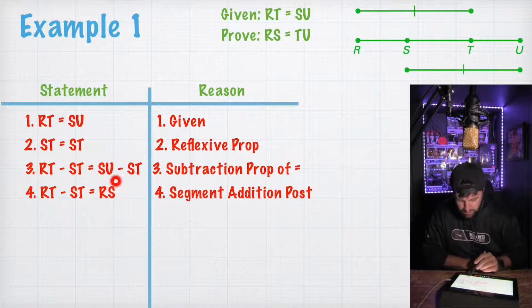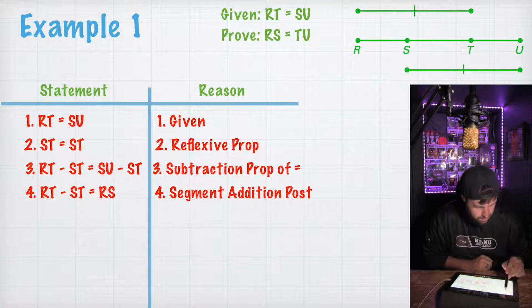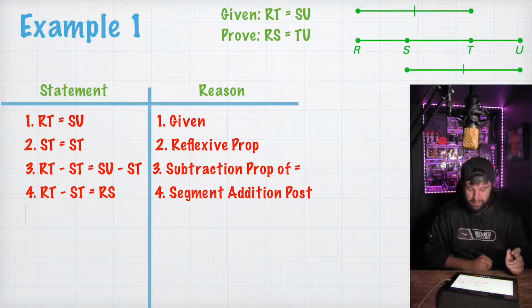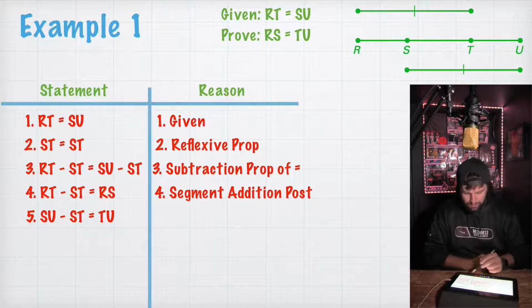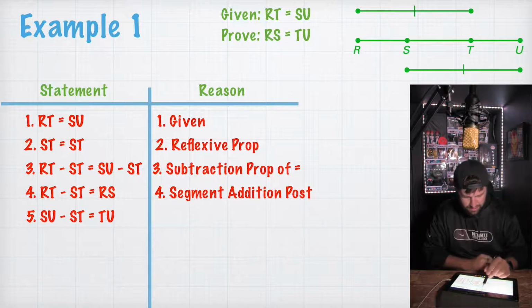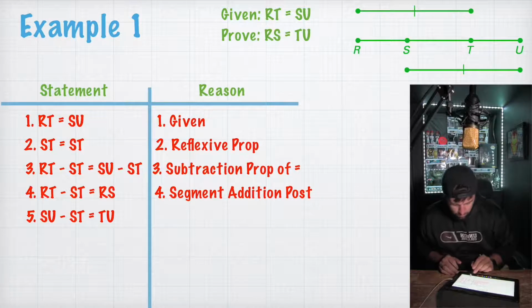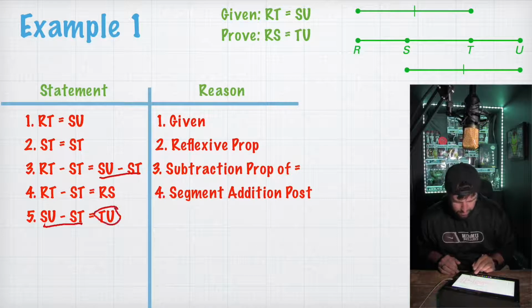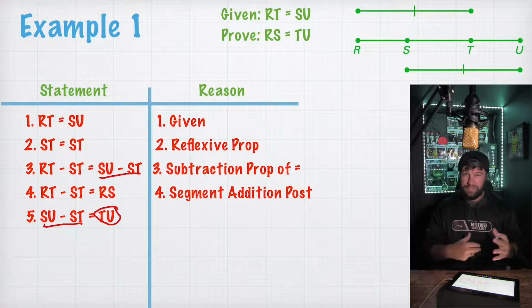So now we need to decide what SU minus ST equals. SU minus ST is going to equal TU. Do you see what we're doing here? We got our RS and TU, the two things we're trying to prove. Now, I'm going to underline the SU minus ST in red, and that's equal to TU, okay? You don't have to underline and circle things in your proofs. I'm just trying to explain this better.